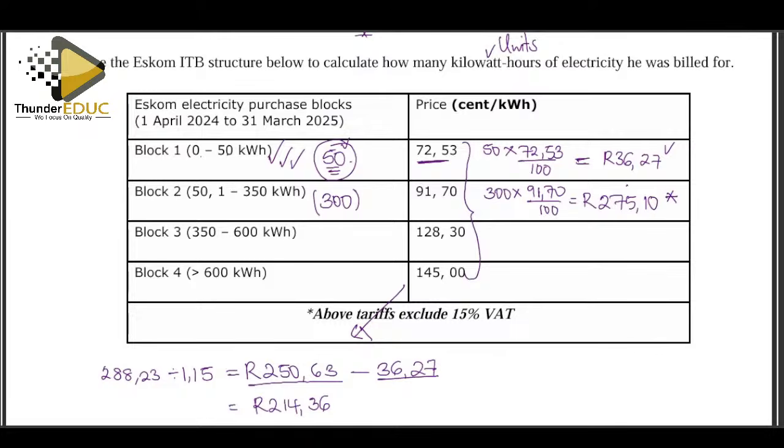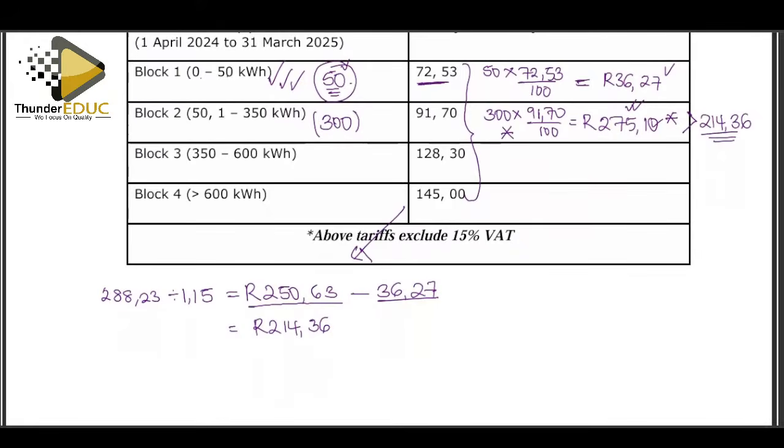Now this rings a bell. Why? This number is way bigger than what we have. First, we have 214 rands 36 cents. That means since he didn't exceed this, the units end in this block. So we ask ourselves, how many units will produce the 214 rands 36 cents? We need to divide by this money here in rand form, because we are dealing with rands.